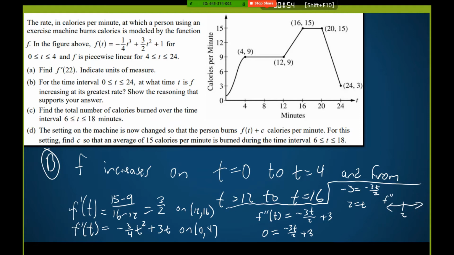Okay, I do need to test and see for my second derivative at 2. Am I changing from positive to negative or negative to positive? That will tell me whether f prime is a maximum or a minimum. So we've already proven that the slope is 0. But if the slope is 0, that could be a maximum or a minimum.